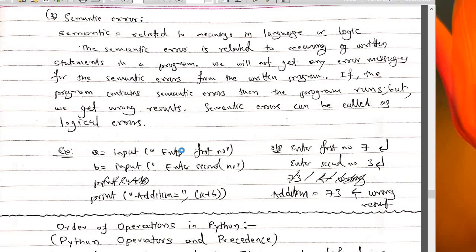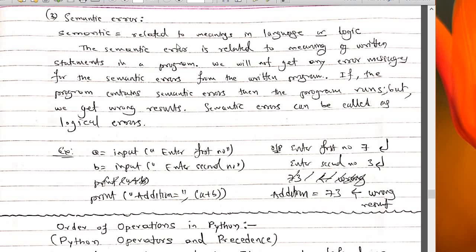Someone will tell you to write a Python code or script to find the addition of two numbers. I read a, then I read b, then I print the addition. Now, is this program correct? Yes, it's correct. But here I have not converted into integer. Usually we write int with input in brackets, and that I have not written. Then enter the number 7, enter the second number 3. Instead of getting the addition as 10, I am getting 73.